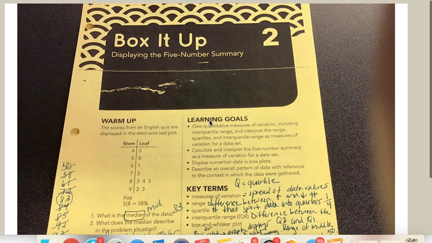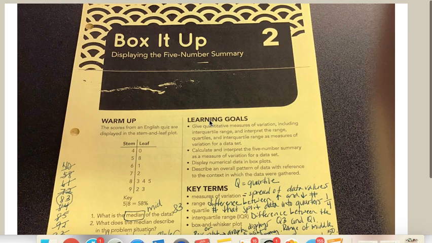But today we were doing Box It Up, which was learning about what I call the 5-point summary, but it's really called the 5-number summary. And it's how we make a box and whiskers plot, or just a box plot. You need those 5 numbers in order to complete the box plot.